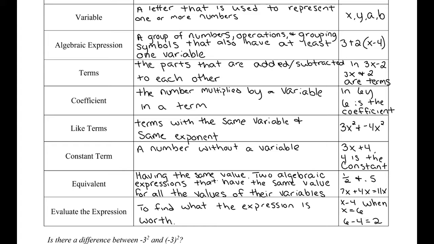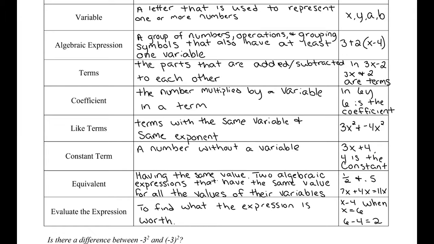Like terms are terms that have the same variable and the same exponent. So they both need to have an x, and they both need to have the same exponent. In this case, they are 2. It does not matter that one is positive and the other is negative. The constant term is a number without a variable. So in the expression 3x plus 4, 4 would be the constant.